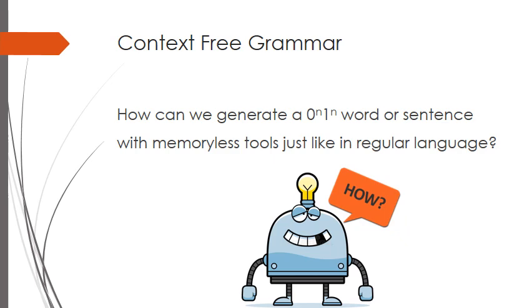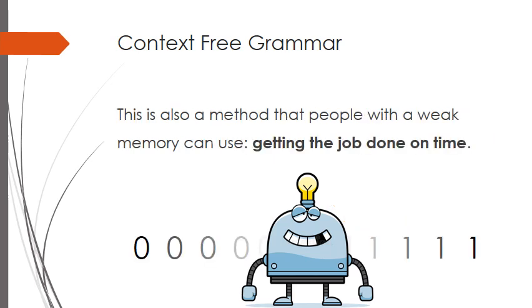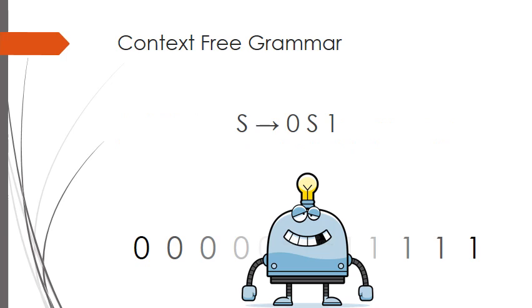How can we generate a 0^n 1^n word or sentence with memoryless tools, just like in regular language? It may seem difficult at first glance, but there is actually a simple method. This is also a method that people with a weak memory can use, getting the job done on time. If we generate a 0 every time we generate a 1, then we don't have to worry about whether the two symbols are equal in number. It's also very easy to design as a grammar.